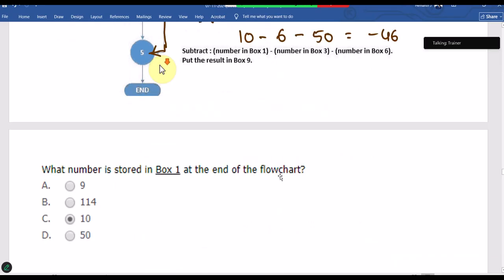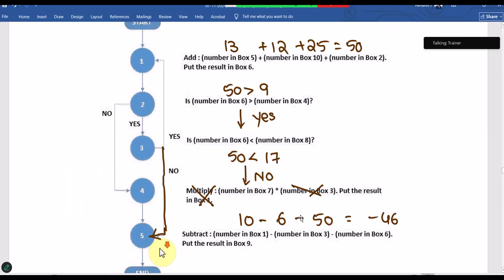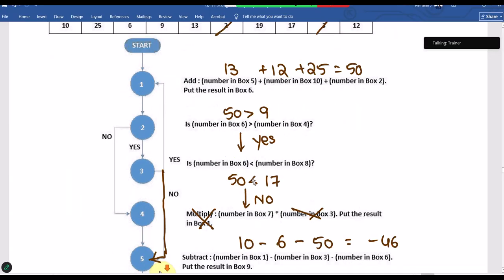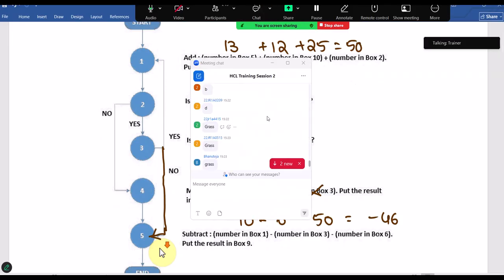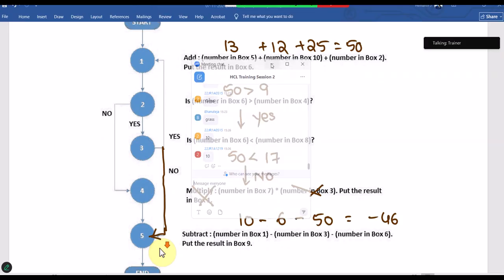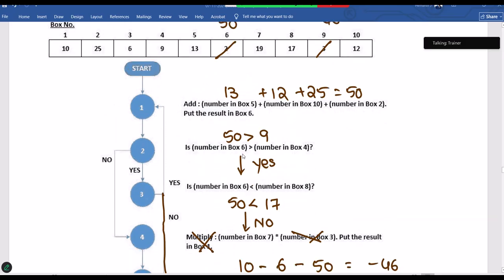Okay. Now the question is, what number is stored in box 1 at the end of the flowchart? What number is stored in box 1 at the end of the flowchart is 10 only, because see this question, if they ask, box 1 is not at all changed in any step. It's very simple. Box 1 is not disturbed anywhere. So directly the answer will be 10 only. Which is disturbed? Box 6 is disturbed.